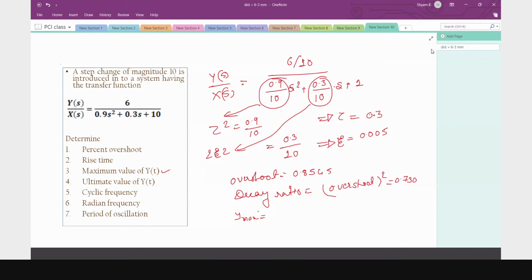ठीक है, आपको वो करना है 10.6 मल्टीप्लाई, करेक्ट, 11.6 रहेगा। अल्टीमेट क्या है? अल्टीमेट वैल्यू ऑफ Y(t) क्या रहेगा?